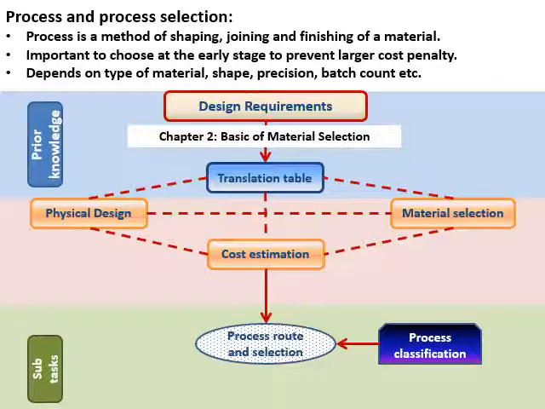Before you start with the process selection, you must master the design requirements, okay? Design requirements and the translation over here. Similar to the material selection, initially you need to decide the design of the product. So prior to this, the design and material selection need to be done first.